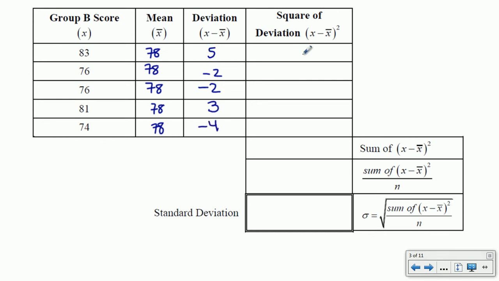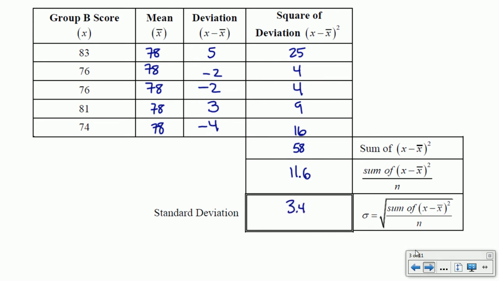Next we're going to square these numbers. So the square of 5 is 25. Square of negative 2 is 4. Same thing here. Next we're going to add up all of these numbers in the column, giving us 58. Next we're going to divide that by 5. So 58 divided by 5 is 11.6. And if we square root this number, it gives us 3.4.